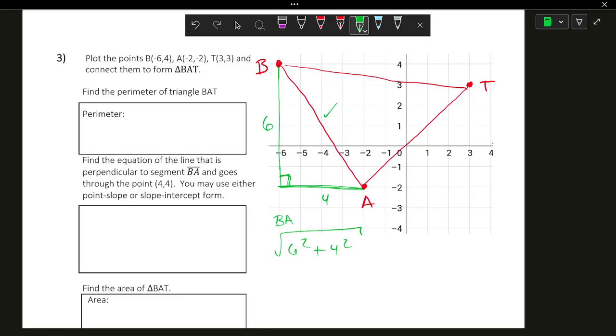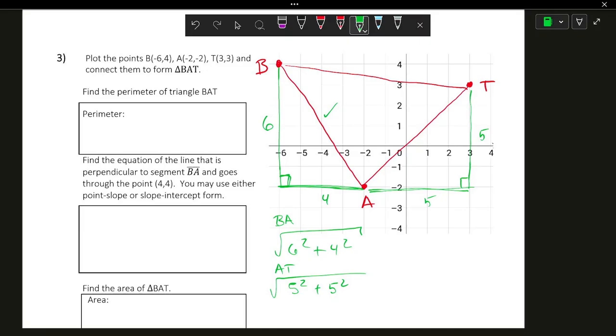Another thing I've got is this AT. This is at 3 to negative 2, so this is 5 units. And then I'm at negative 2 to 3, that's also 5 units. So again, I've resolved this to a right triangle, 5 units and 5 units. So this is segment TA or AT. AT is going to be the square root of 5 squared plus 5 squared.